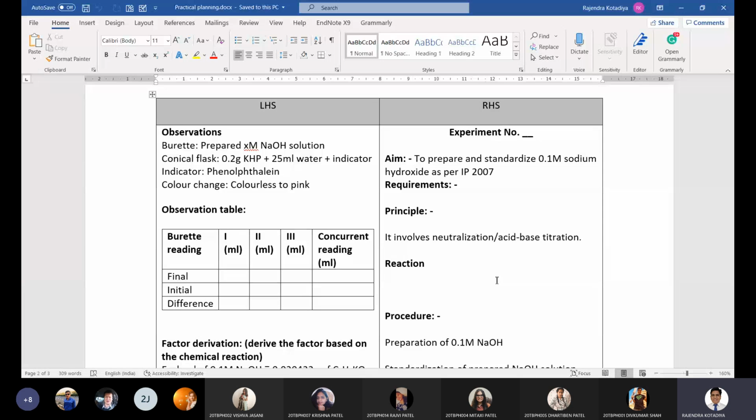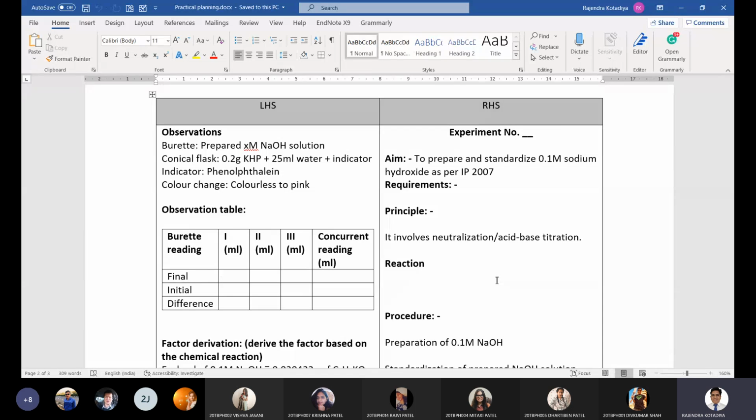The next is requirements. You have to write the requirements yourself. Whatever process we are doing, I have given you the procedure one by one. Looking at that, you have to write the requirements yourself. A few examples: chemicals required are KHP, NaOH, phenolphthalein, water. Apparatus: conical flask, volumetric flask, burette, pipette, measuring cylinder, everything.